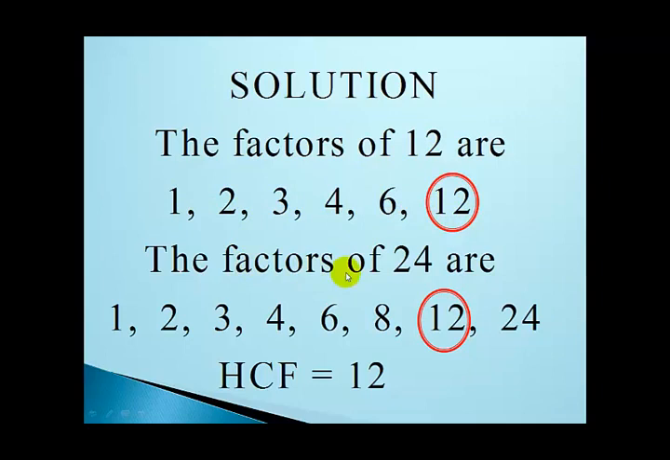The factors of 24 are 1, 2, 3, 4, 6, 8, 12, and 24. This is because when we divide 24 by all these numbers, the answers are all whole numbers. Now, when we consider the factors of 12 and the factors of 24, we can see that the highest common factor is 12. And so the HCF is equal to 12. The factor common to 12 and 24 is 12. So the highest common factor equals 12.